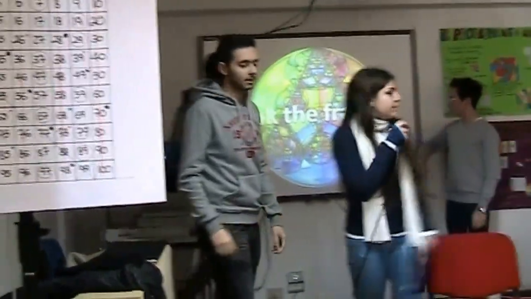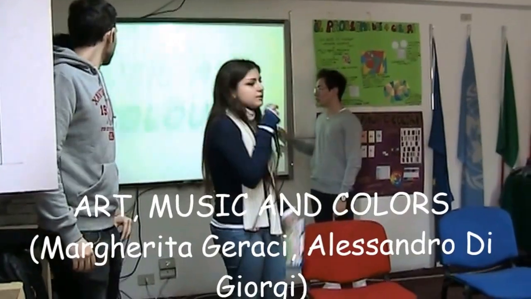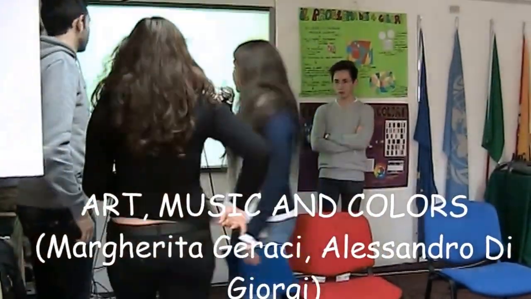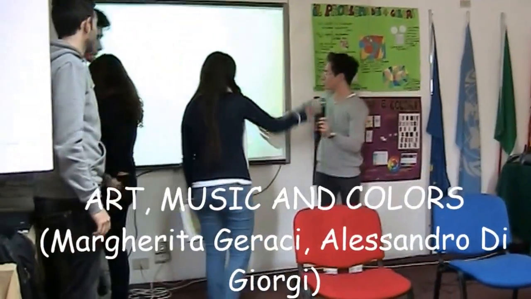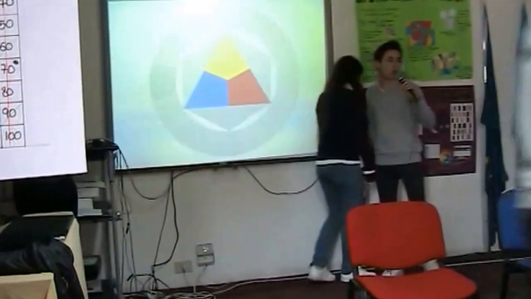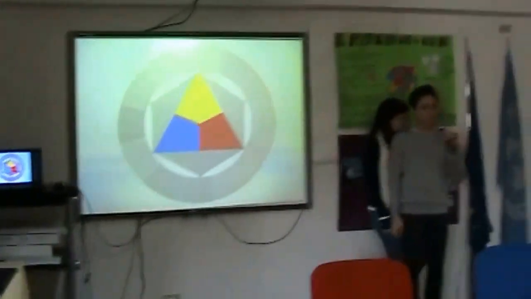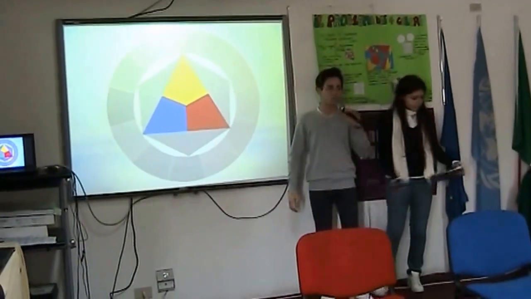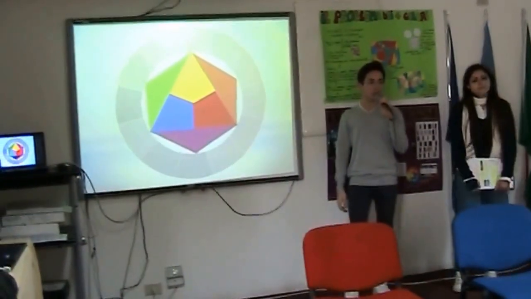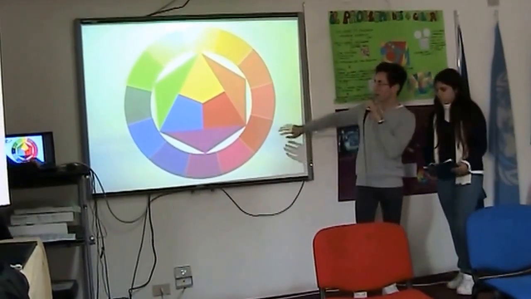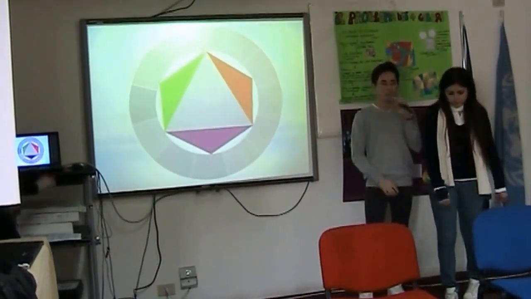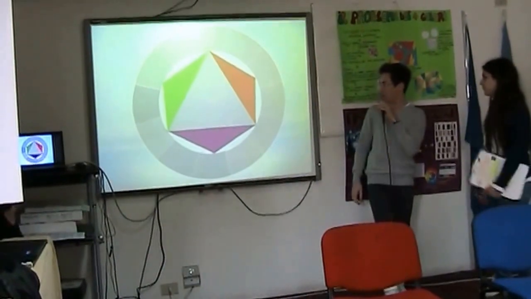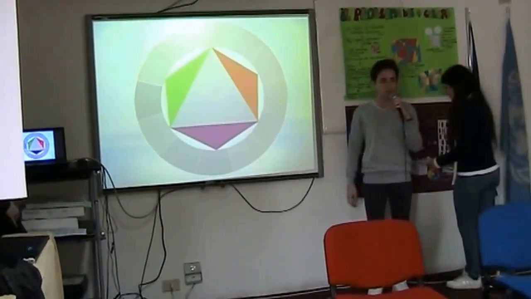Hello everyone, now we are going to talk about music, art and colors. Hope you like it. So, what are the primary colors? I'm sure that you know them. They are red, blue and yellow. Johannes Itten discovered that you can get 3 secondary colors by matching the primary colors. These secondary colors are green, violet and orange.